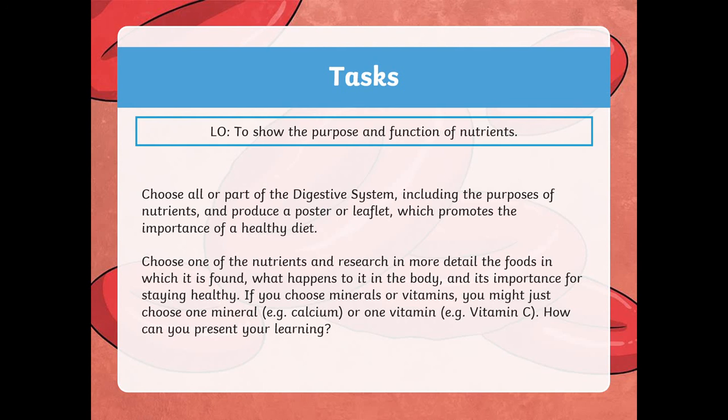And once you've done that, choose one of the nutrients that your body needs to stay healthy. Research it in more detail. Research the foods where you can find it in more detail. How it's processed through the body once you eat, digest, and excrete what you don't need. And then its effect on your body. How does it help you to stay healthy? So just as an example, if you choose minerals or vitamins, you only need to choose a single one. Choose something like calcium or one of the vitamins like vitamin C, and show us how this is processed throughout the body, what parts of your body it's important for.